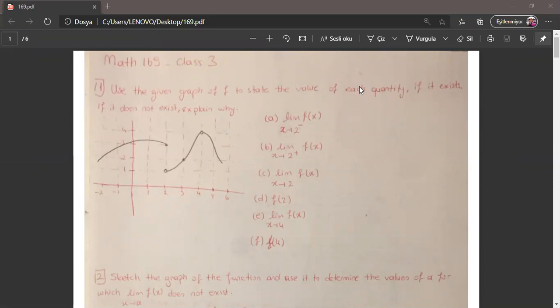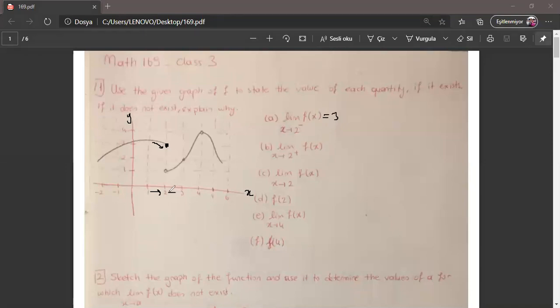So let's start. For the first question, we are given the graph of some function f. We'll evaluate these limits. For part A, x is approaching 2 from the left-hand side. This is the line for x, this is the line for f of x, or we can say y. We're approaching 2 from the left-hand side, and we see on the graph it's approaching 3. So it is 3.